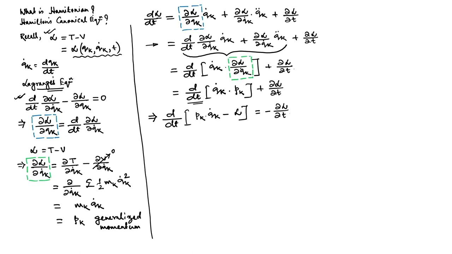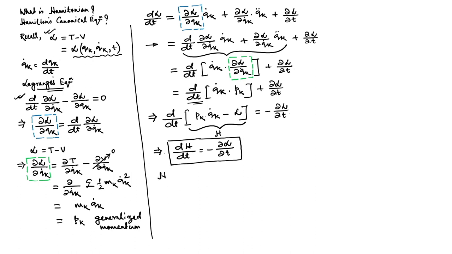Now, this third bracketed quantity is this one here. We denote it by H. So, ultimately what we get is this relation, very important relation, between H and L. So, this is a very important relation.